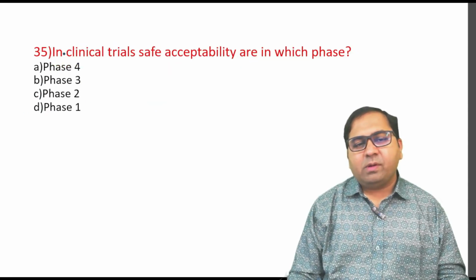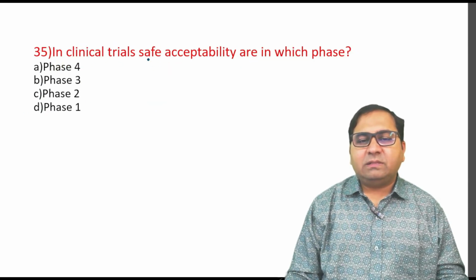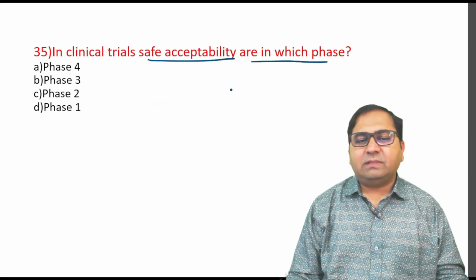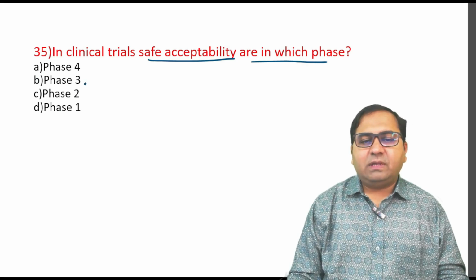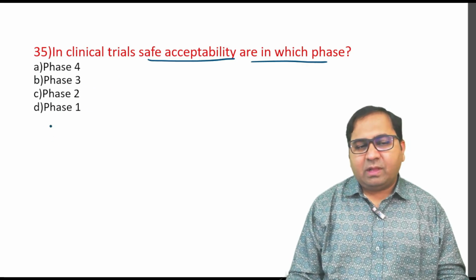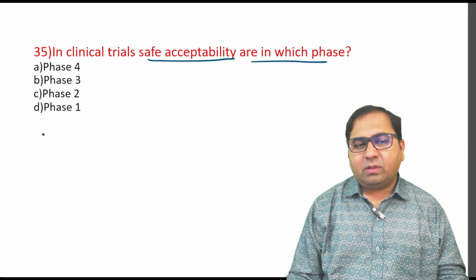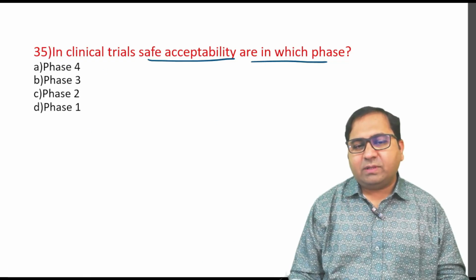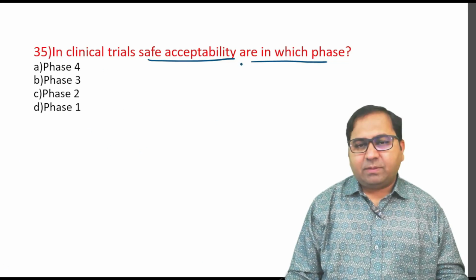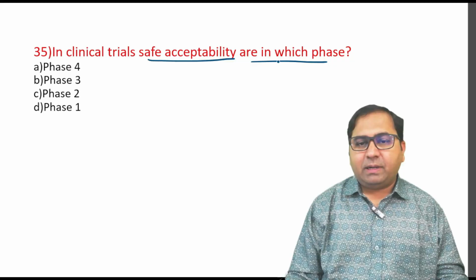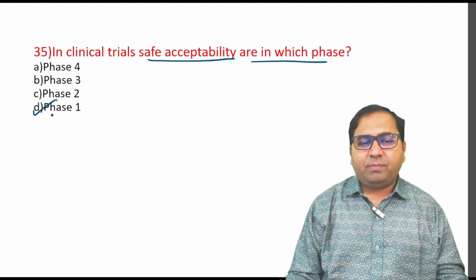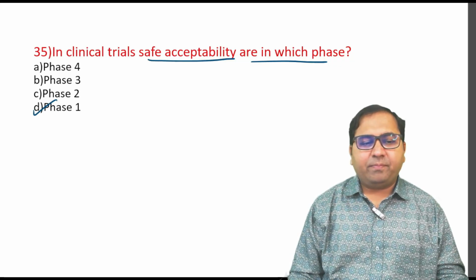Next question. In clinical trials, safety and acceptability are in which phase? Phase 4, phase 3, phase 2, phase 1. I told you to learn all the phases by heart, the chart we have described previously. Safety and acceptability is in phase 1. Please remember this point.